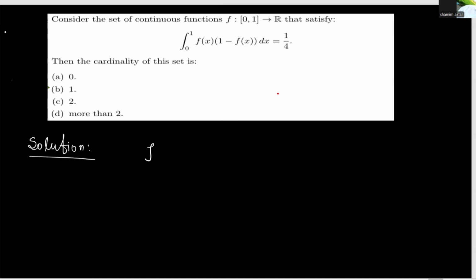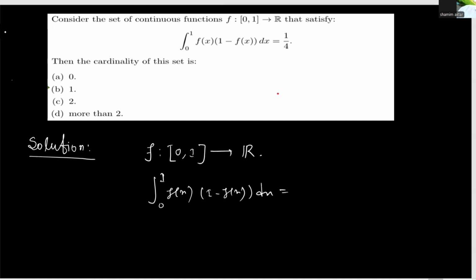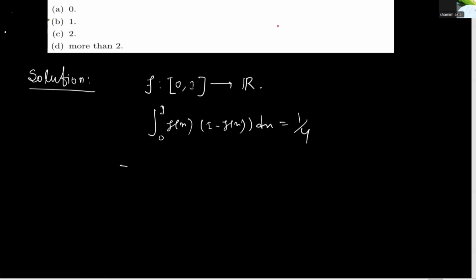Given that f is a function on the closed interval [0, 1] to R, and also given that integration 0 to 1 f(x)(1 - f(x)) dx equals 1/4, this implies integration 0 to 1 of f(x) - f(x) whole square - 1/4 dx equal to 0.